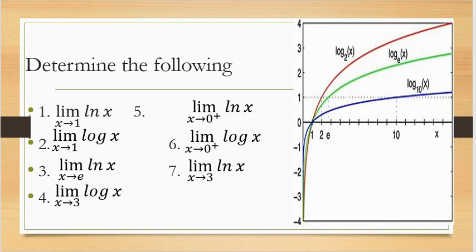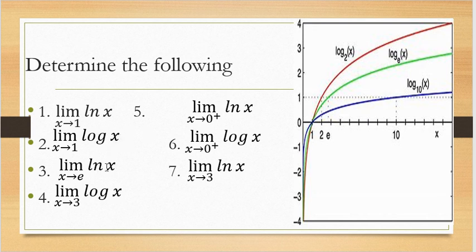Okay. Now, look at this. Determine the following. Limit of ln of x as x goes to 1. Alam natin na ang ln of x ay log of e base x, when x is equals to 1, the result is 0. Okay? Log of x base 10. Kasi pag wala siya nakalagay, it means base 10. So, it means log of 1 base 10. So, ano exponent ng 10 to get 1? The answer is 0. So, that means the limit of 0 is 0.